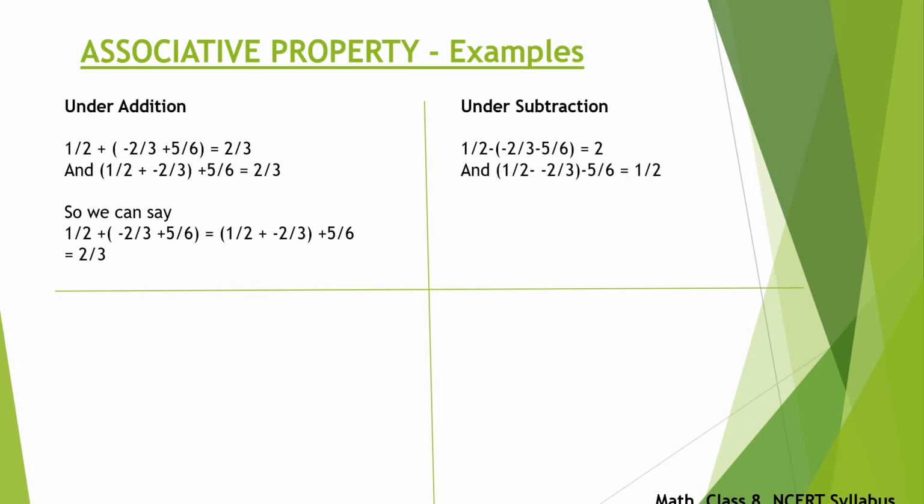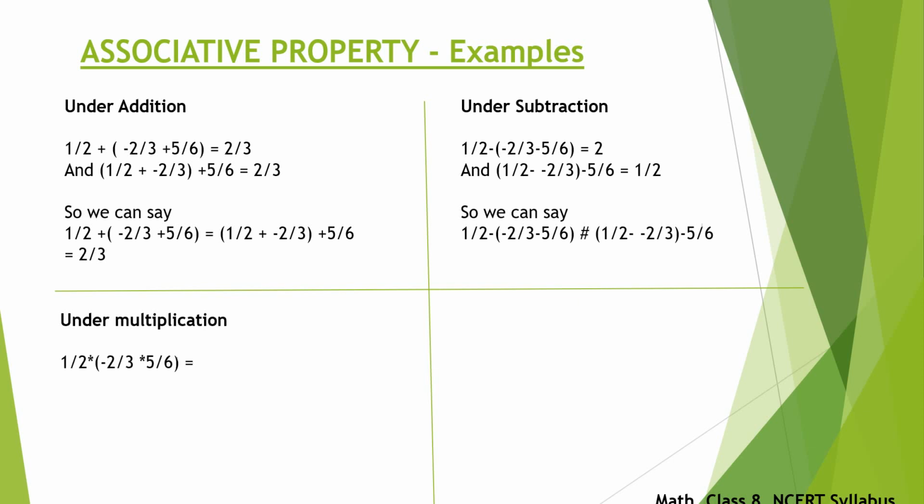Here we can see that the results are different. In one form, where we have done a minus b minus c, it is 2, and a minus b minus c is 1 by 2. So both the values are different. Let us see it for multiplication.